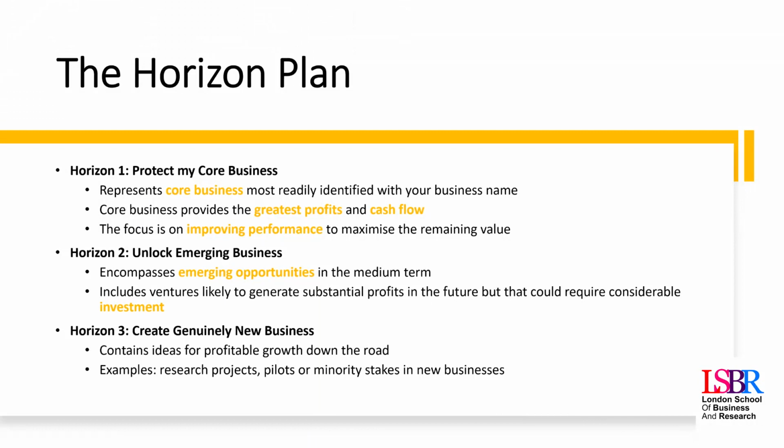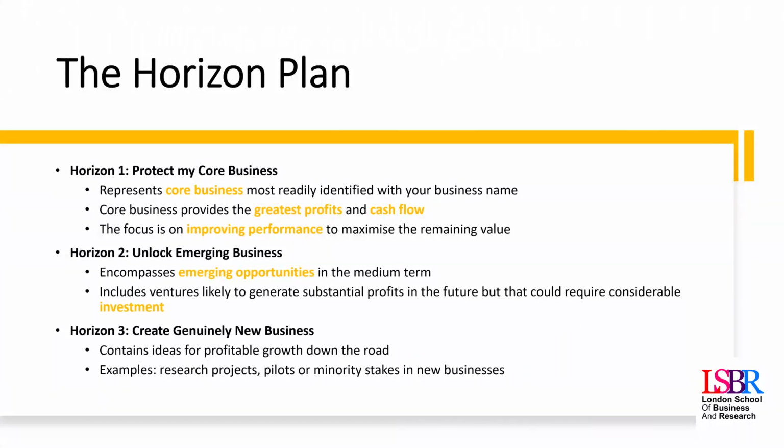Why? Because they want to do what they already do in an efficient way. They want to improve their efficiency. They want to reduce their costs. They want to shrink their wastage, and they want to be able to make more profit from what they're doing. Okay. They want to maximize whatever value they can. That's Horizon 1. Horizon 2 is what we call unlock the emerging business opportunity.